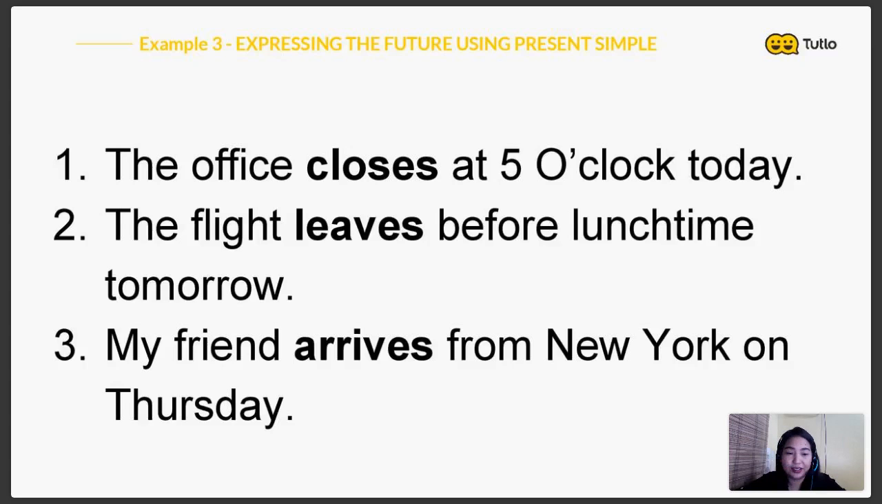The flight leaves tomorrow, or the flight leaves before lunchtime tomorrow. My friend arrives in New York. Okay, well, these are some examples of how we can use present simple. All right, my series starts 9 o'clock today. What series is that? Okay, I love watching series. My mom goes shopping on Monday. Okay, my daughter arrives from Vienna in December.